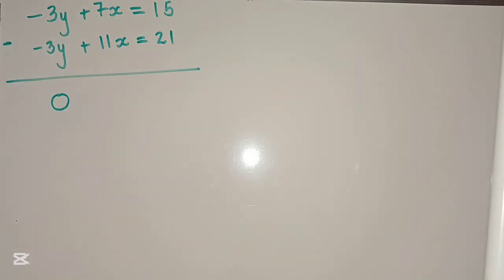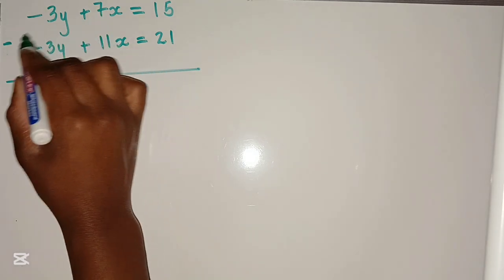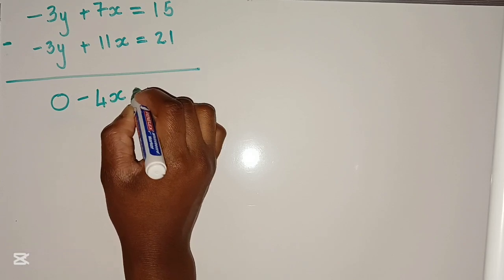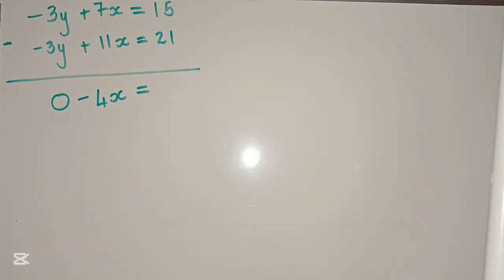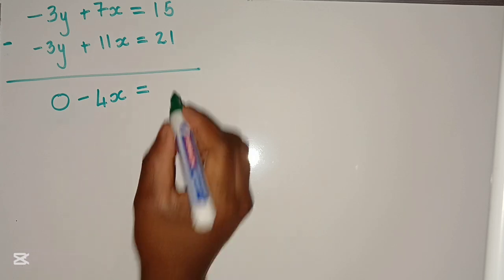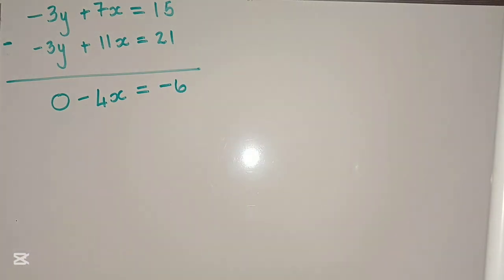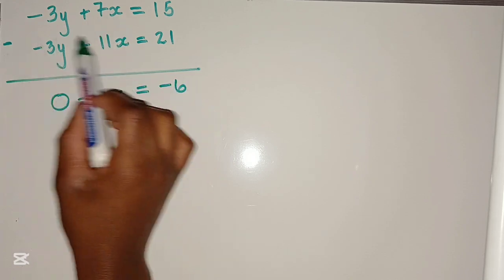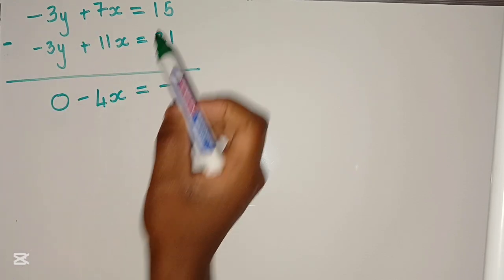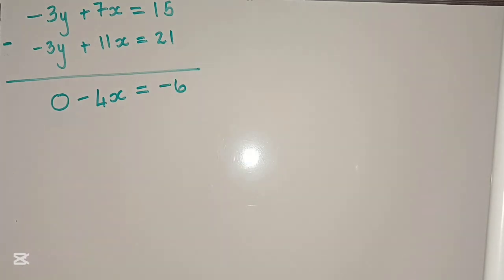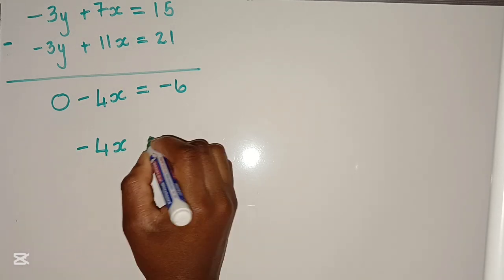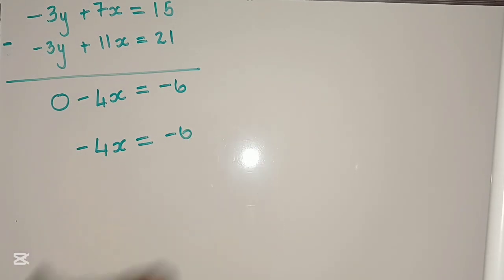-3 minus -3 is 0. 7x minus 11x is -4x. 15 minus 21 is -6. Our equation now looks like -4x equals -6.